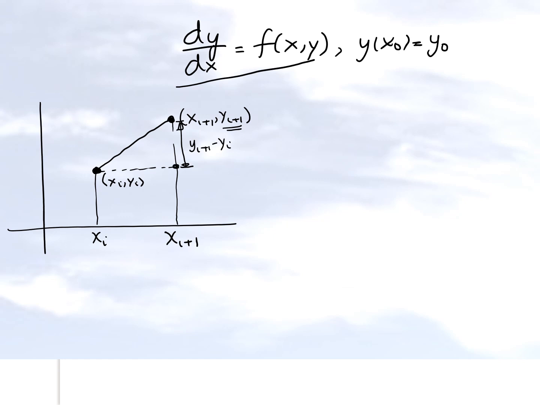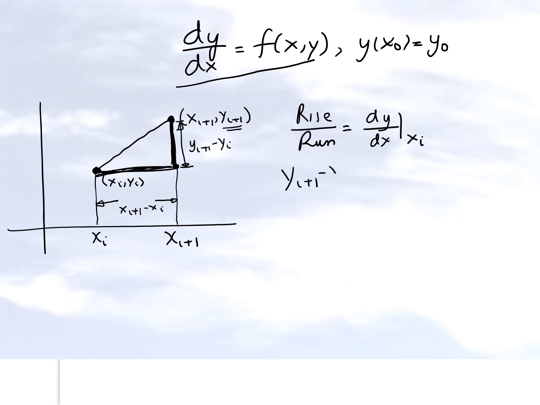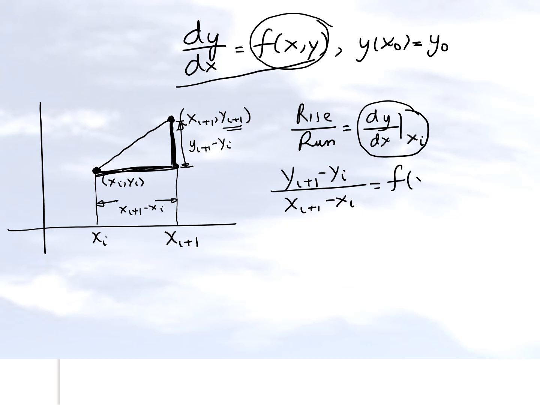And this difference right here is x sub i plus 1 minus x sub i. So this is the rise and this is the run. Rise over run will be equal to the slope of y with respect to x at that point x sub i. Now what is the rise? We calculate it as y sub i plus 1 minus y sub i. The run is x sub i plus 1 minus x sub i. And the slope of y with respect to x at x sub i is nothing but the function f at that particular point, which has the value of x sub i and this approximate value of y sub i.